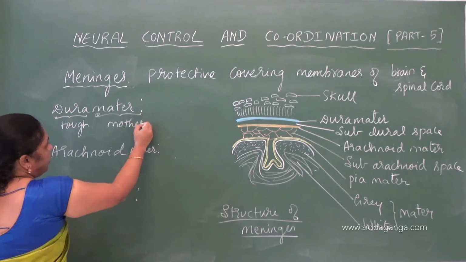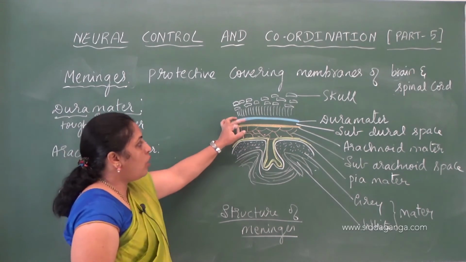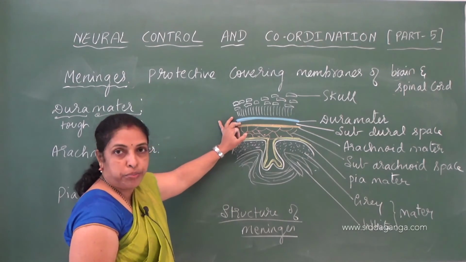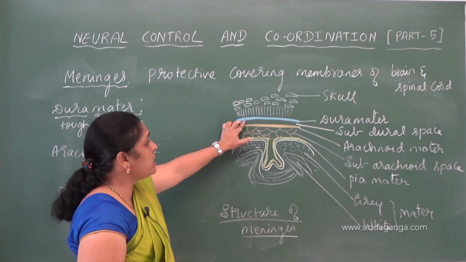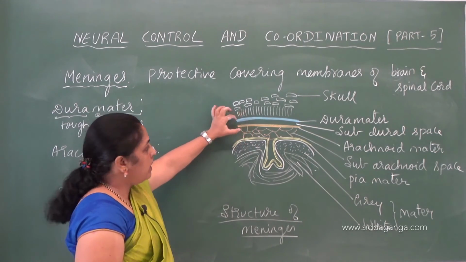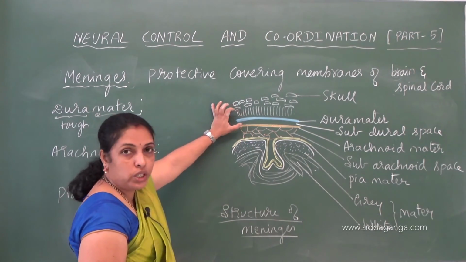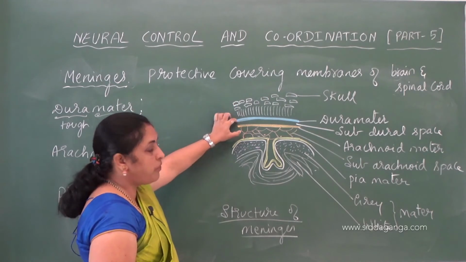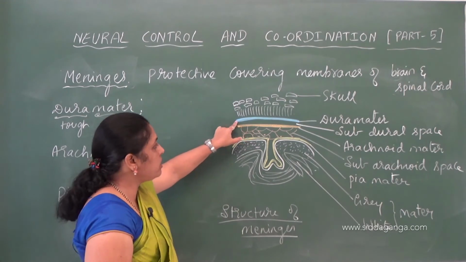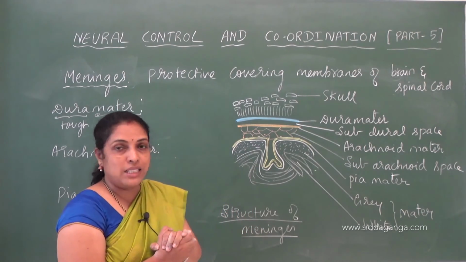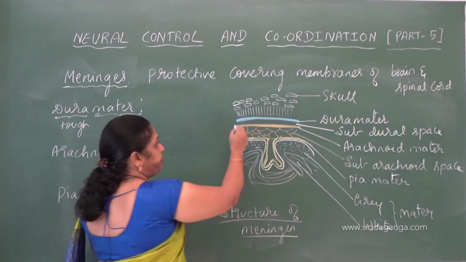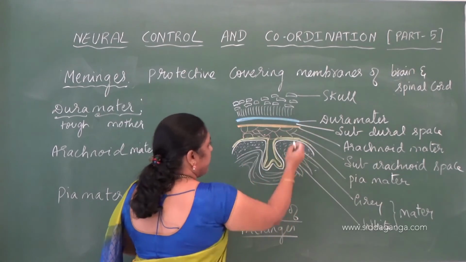So dura mater is the outermost covering of brain and spinal cord, which is tough and it is adhered or attached to the skull. Below the skull, the first layer of meninges is seen, that is dura mater, which is non-vascularized and tough.